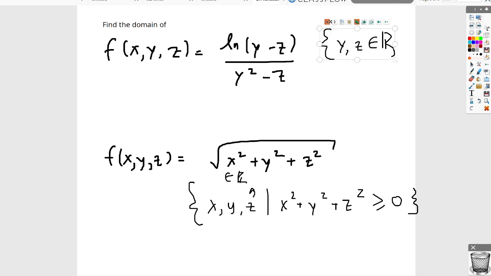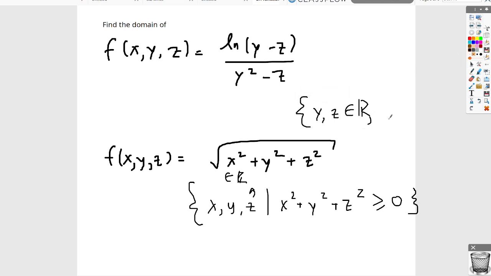right? So there's 2 conditions on this. The natural log, y squared is not equal to z, but the natural log presents another condition because y minus z then cannot be equal to 0 or a negative number, so y has to be greater than z, and that is your answer. That is your answer for these 2 questions right here.